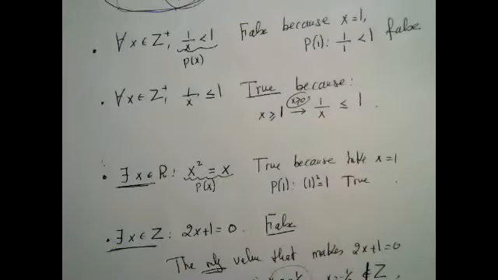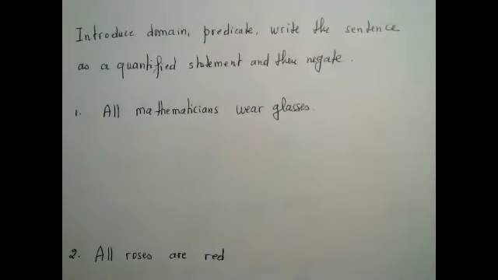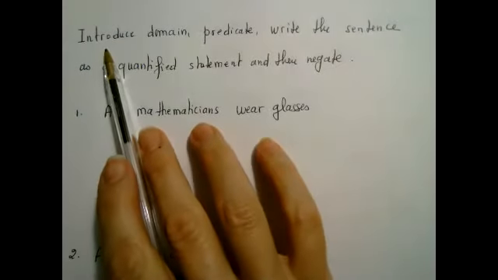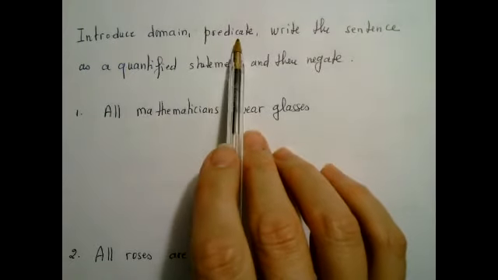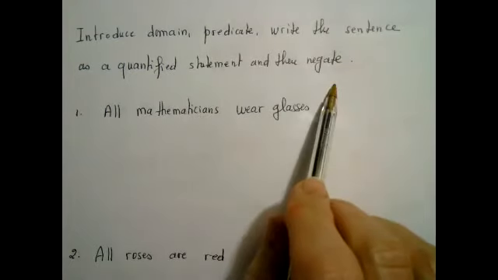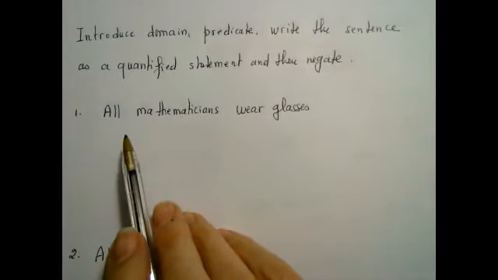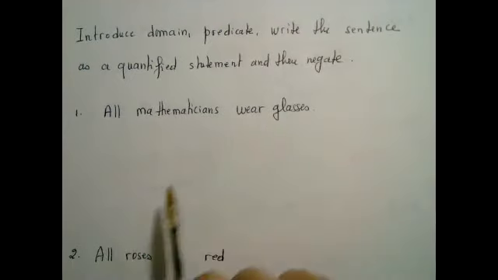We're going to do four more examples, but now it's a little bit in English. I'm going to give you a sentence in English, and you have to negate it. So here is the question. I want you to introduce a domain. I want you to introduce a predicate. I want you to write the sentence as a quantified statement, and then I want you to negate it. I will guide you through the first one, what I'm after, and then you guys will do the rest.